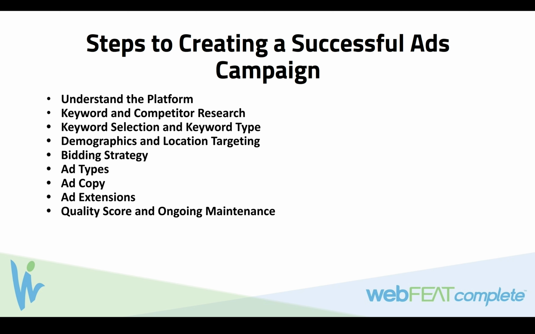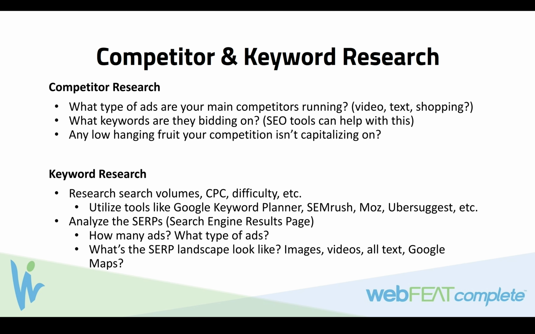So after that, then we have keyword and competitor research, keyword selection and keyword types, demographic and location targeting, different bidding strategies, there's different ad types, and how to write good ad copy, and we'll briefly discuss ad extensions, and then finally we'll end the presentation with going over how to improve your quality score and why ongoing maintenance is important.